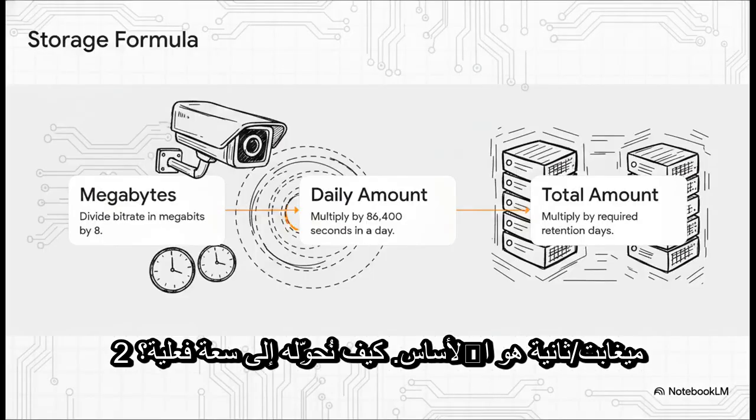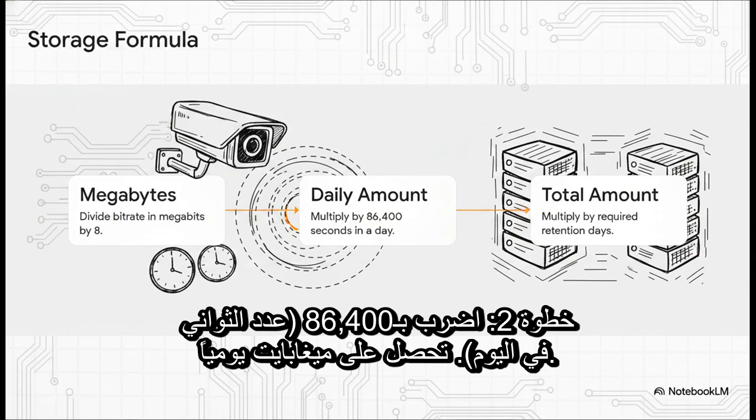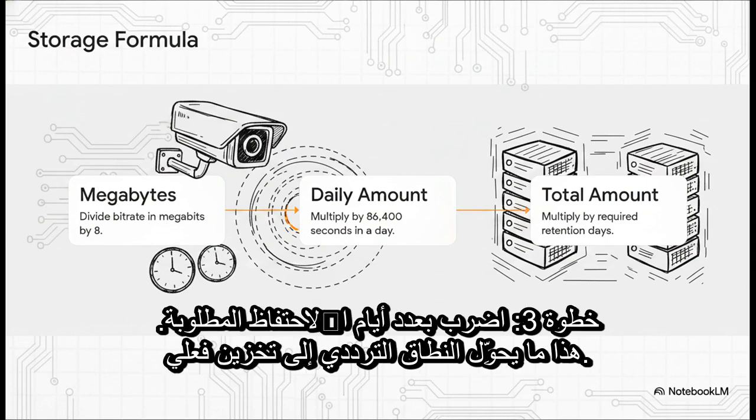So, how do we actually build this into concrete capacity? It's a strict, chronological, mathematical flow. Step 1. You take your bitrate in megabits per second and divide it by 8. That simply converts it into megabytes per second. Step 2. Multiply that by 86,400. Why? Because there are exactly 86,400 seconds in a day. That gives you your daily megabytes. And finally, step 3, multiply that daily figure by your required retention days. This is the strict flow that turns theoretical bandwidth into real, actual storage demands.